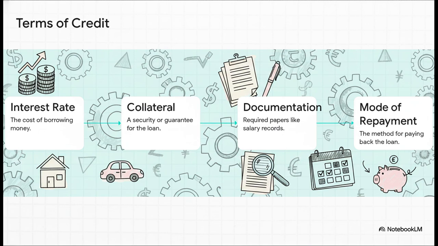So what makes a loan helpful or harmful? It depends on the terms of credit. This is another very important concept. The terms of credit include four things: the interest rate, the collateral, the documentation required, and the mode of repayment.